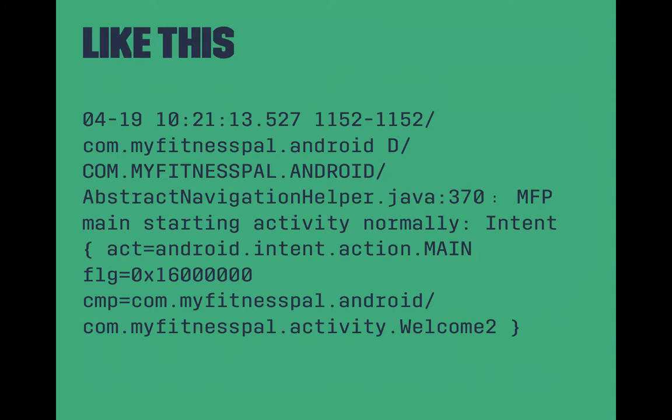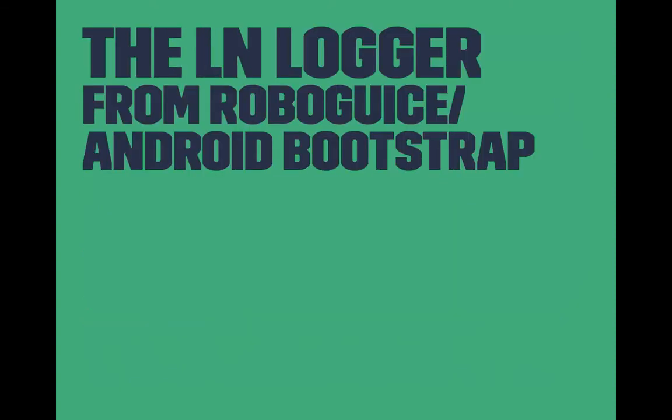So we passed in an intent. Here's the intent that's used. And the component name and so forth. And so I have a whole bunch of information here. I have the line number, I have the file, the time, the package name, the content of the intent. And so what I recommend doing, and I start with every project, is I don't use Log at all. I use a custom class called the LN logger, and I pulled this from RoboGuice and Android Bootstrap.